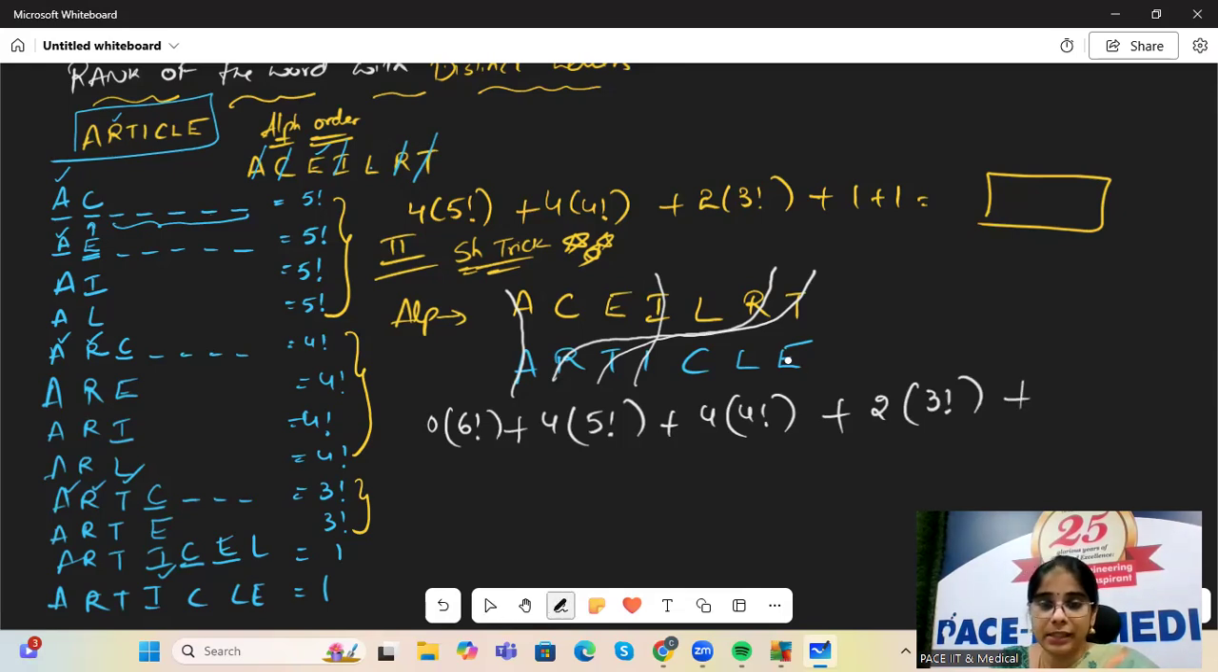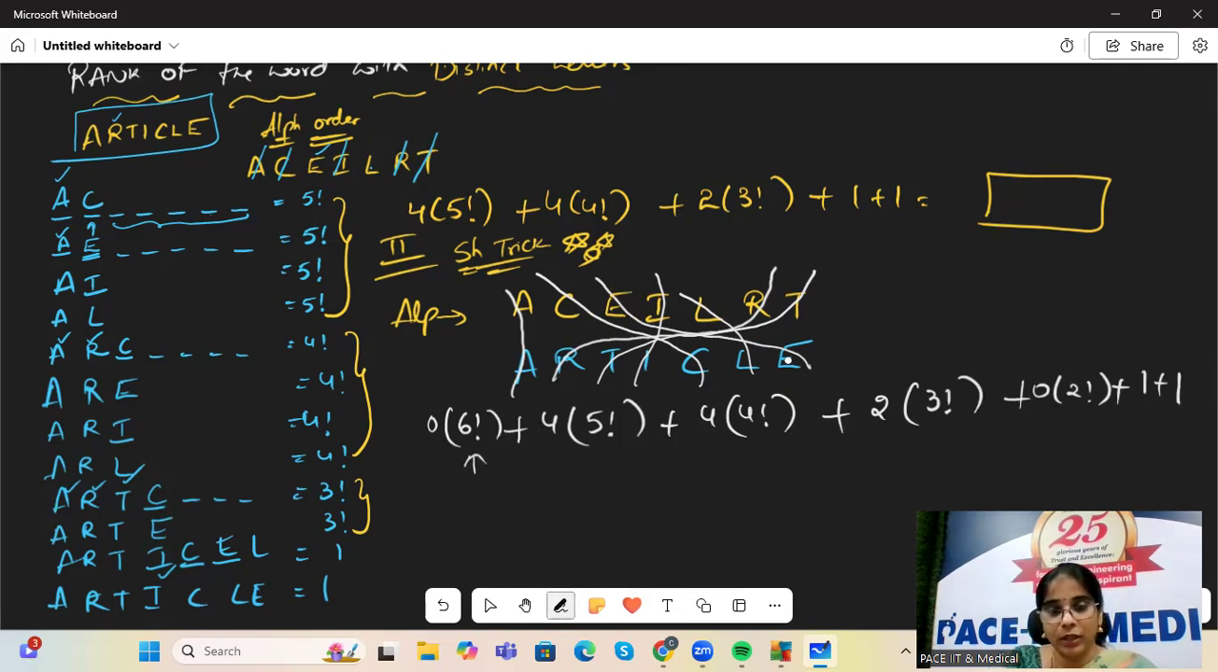Next, plus cut C with C. There is nothing left, so 0 into 2 factorial. Plus cut L with L. There is just 1 letter left, plus 1 plus. And finally you are cutting E, that also take it as 1. Clear? So finally, what did you get?